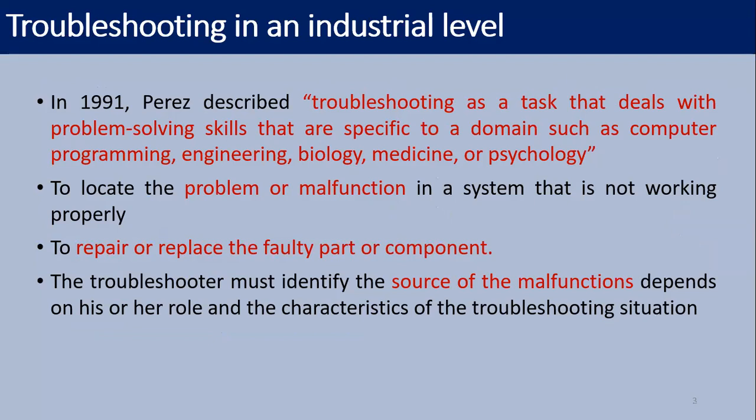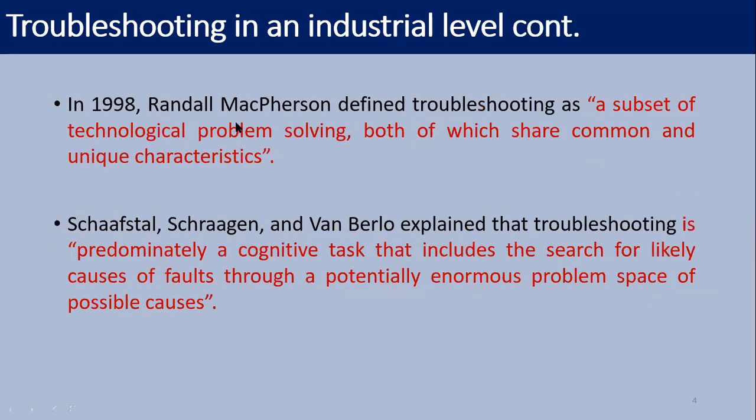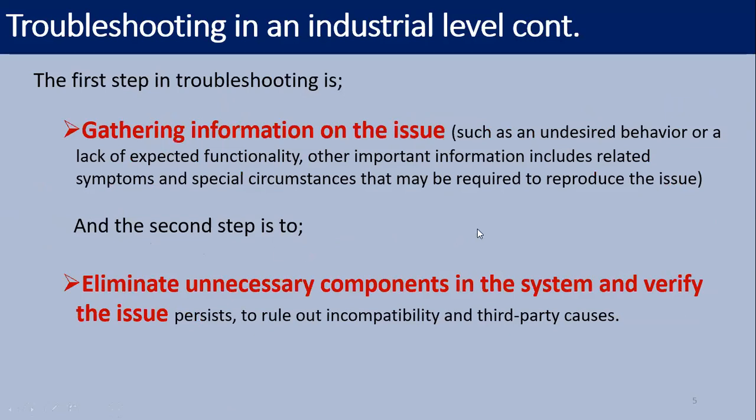So troubleshooting is a task that deals with problem solving skills. We all have problem solving skills, but how to manage those things in a scientific way, that's what we need to identify. We can use these things in computer programming, engineering, biology, medicine, and several disciplines. Almost all these concepts are probably used in engineering, but we can apply those techniques in food processing as well. There are two steps in troubleshooting.